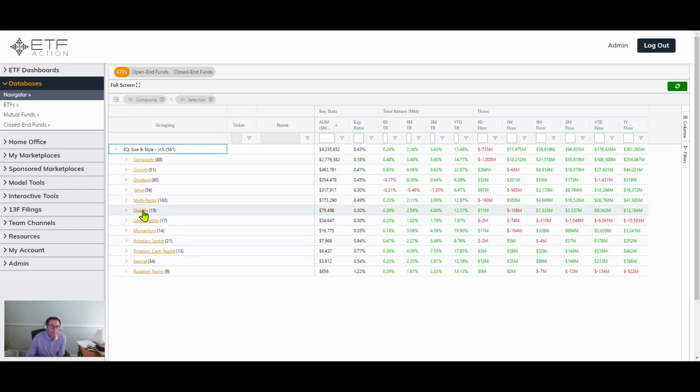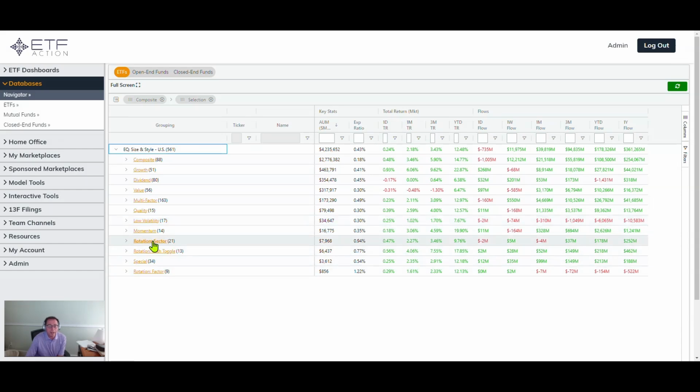Quality, companies with cleaner balance sheets, high ROE, earnings consistency, low debt to equity ratios. Low volatility, companies that exhibit less risk, usually a standard deviation metric of some sort, a volatility metric relative to the broad markets. Momentum, we know what that is.